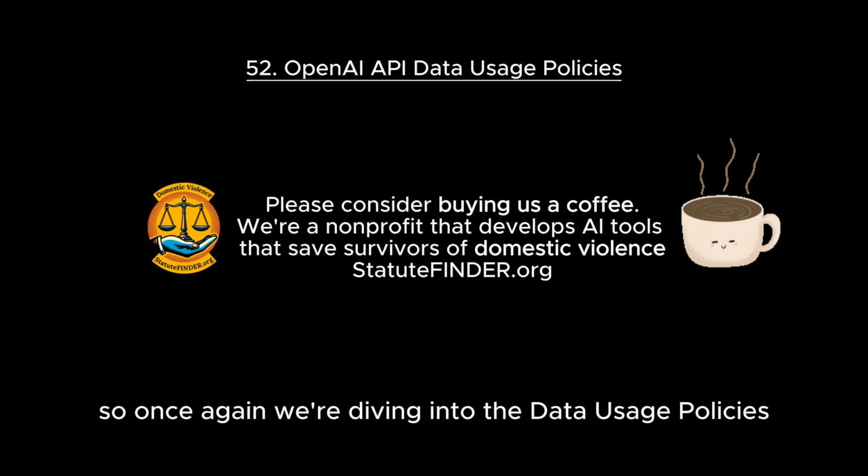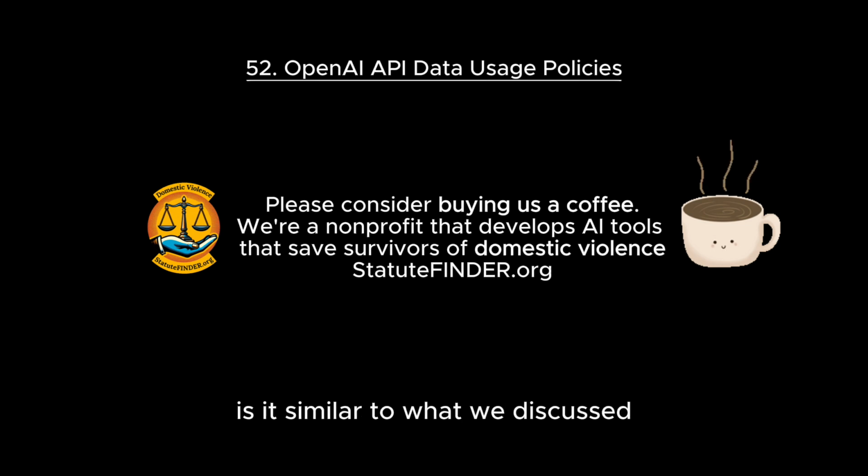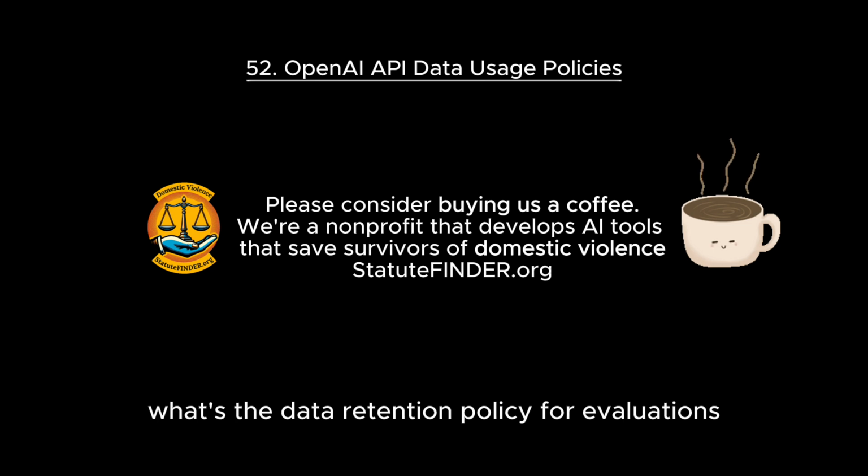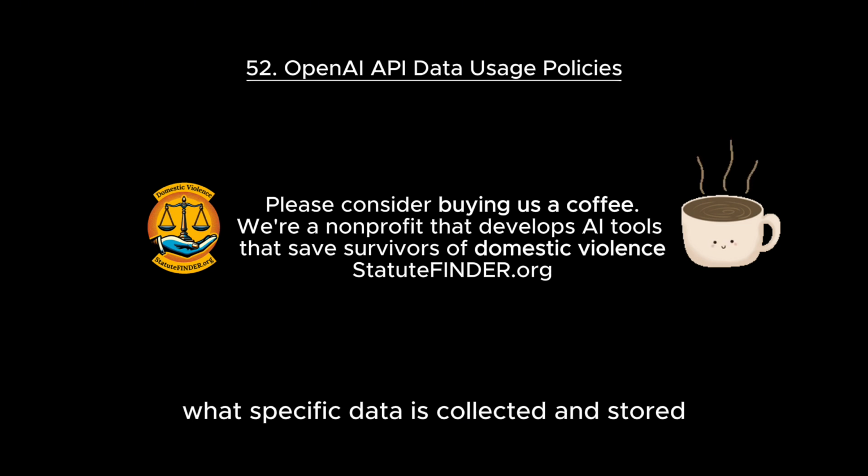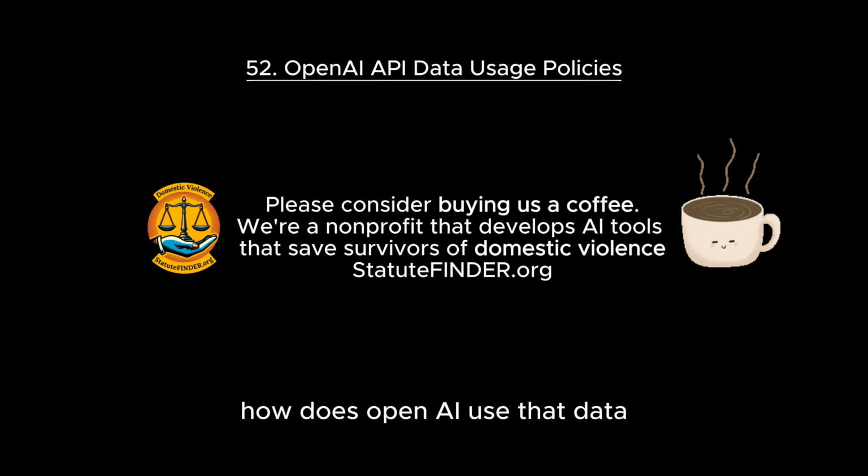Okay, so once again, we're diving into the data usage policies. But what should we be looking for this time? Is it similar to what we discussed for the Assistance API? Absolutely. The same key questions apply. What's the data retention policy for evaluations? What specific data is collected and stored? How does OpenAI use that data?